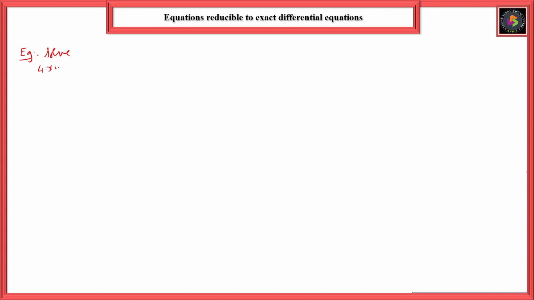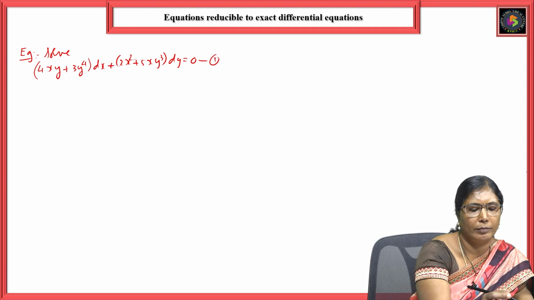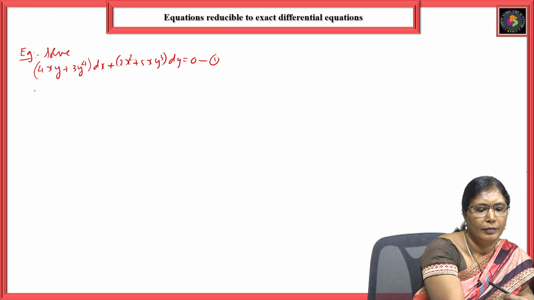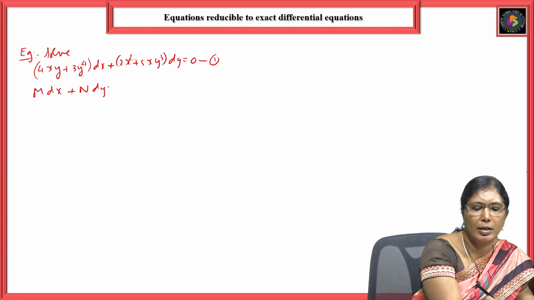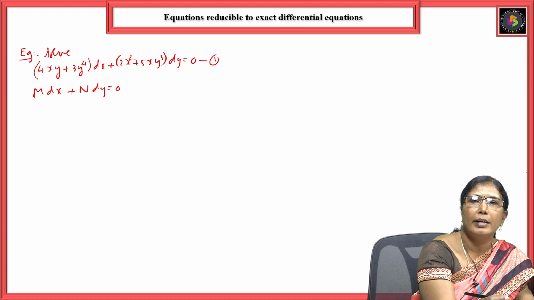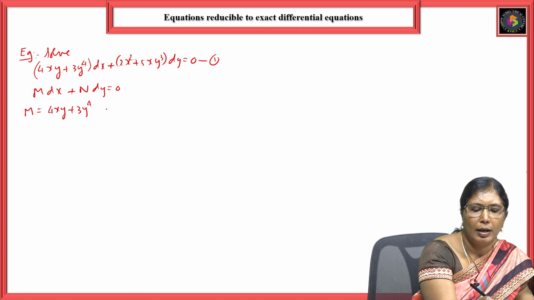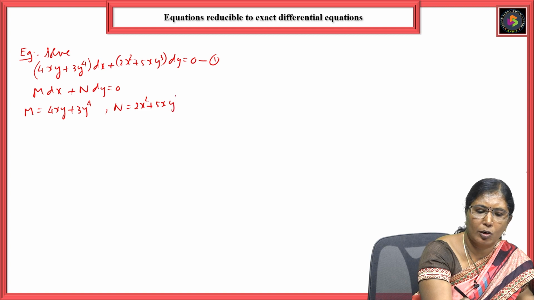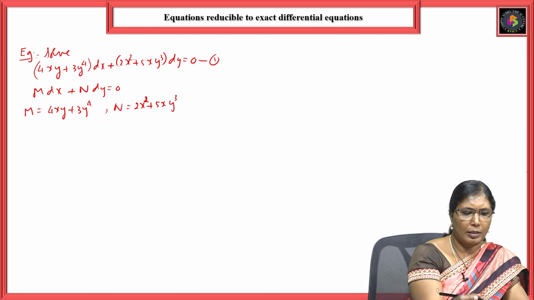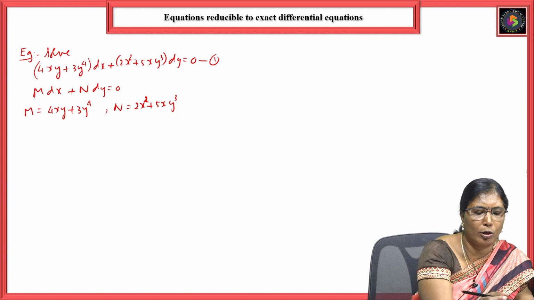Solve (4xy plus 3y to the power of 4) dx plus (2x square plus 5xy cube) dy is equal to 0. Take this equation as 1. So compare this with m dx plus n dy is equal to 0. What is m here? It is the coefficient of dx. What is n? It is the coefficient of dy. So m is equal to 4xy plus 3y to the power of 4 and n is 2x square plus 5xy cube.